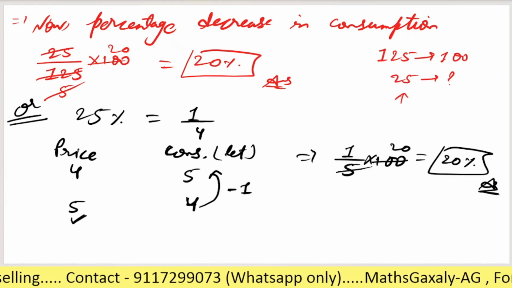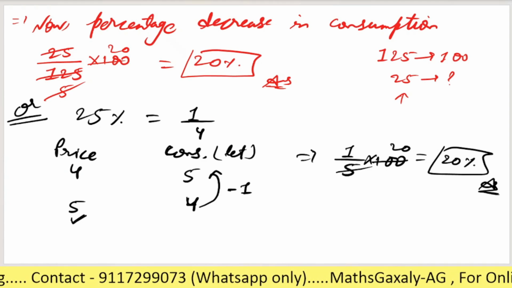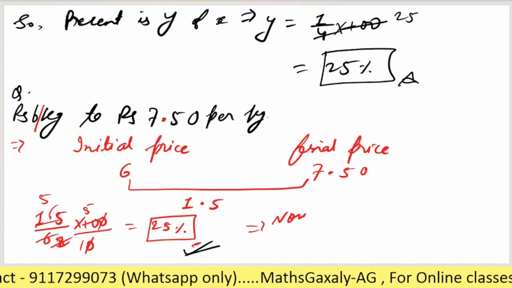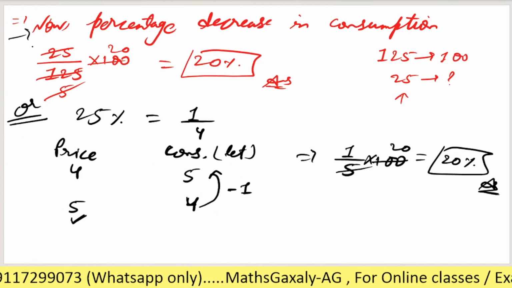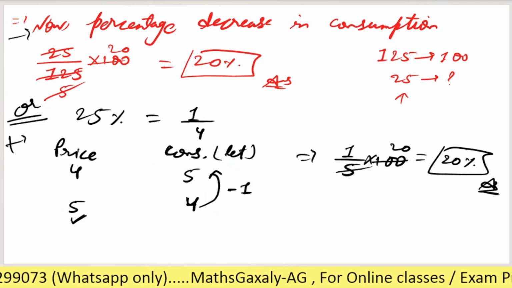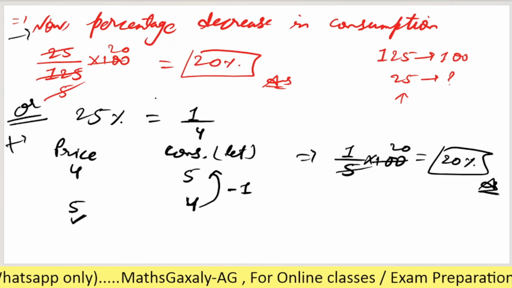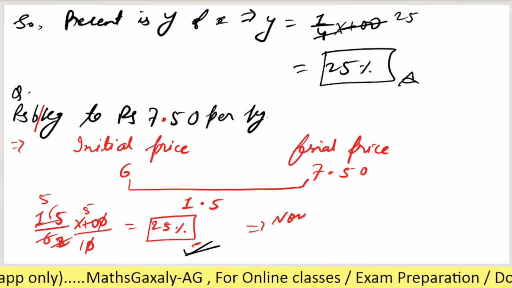Is it clear? So till here you have to do. After this you can go with two methods, either this method or this method. Is it clear? Okay. So please note it down.